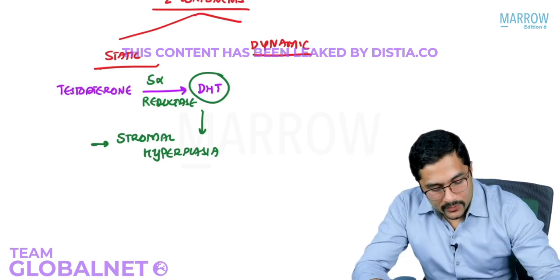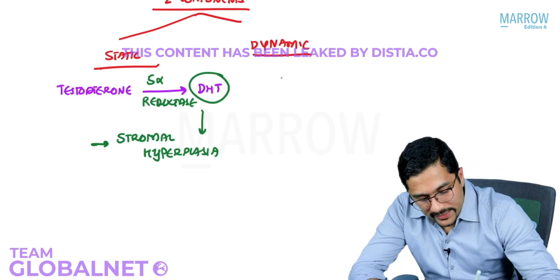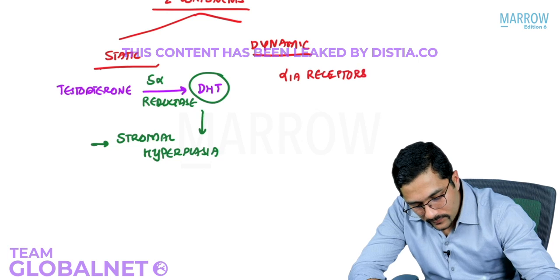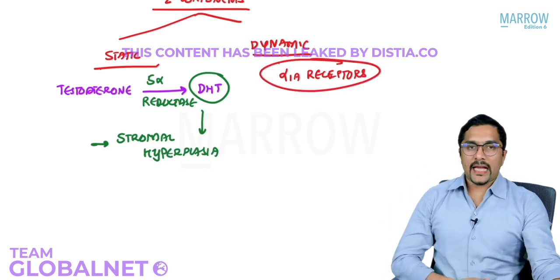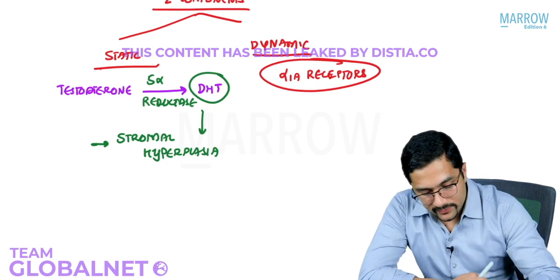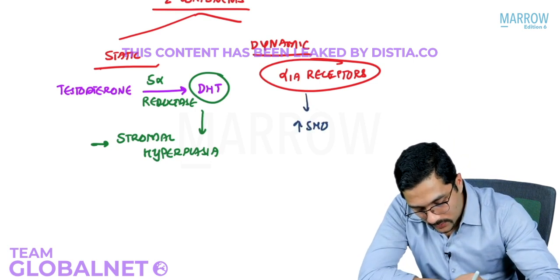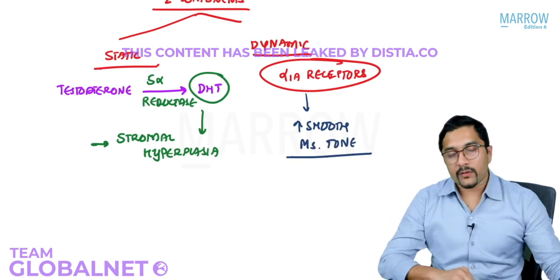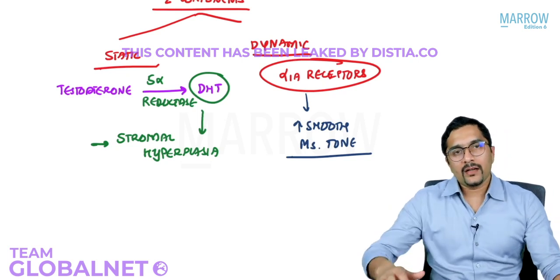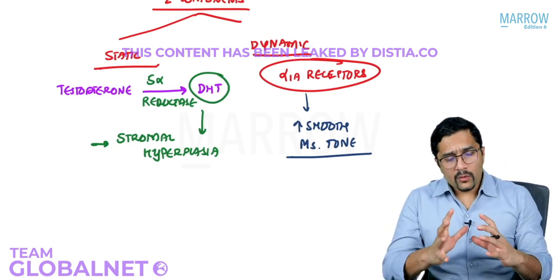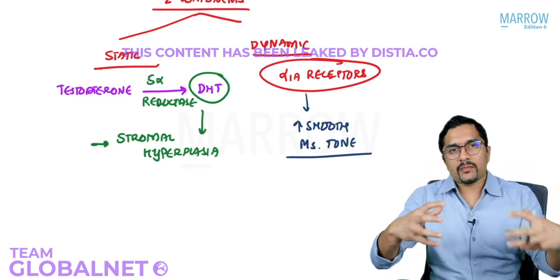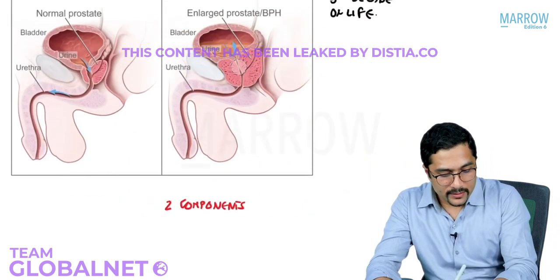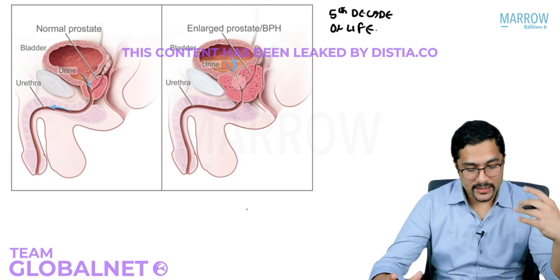The dynamic component of benign prostatic hypertrophy is mediated by the alpha 1A receptors, which are present all throughout the prostate and on the muscle fibers. These alpha 1A receptors are there, and this gives rise to increased smooth muscle tone, which is responsible for the dynamic component. Now, when there is hyperplasia and this smooth muscle tone is increased, what exactly will happen in the prostate and in the urethra and the bladder? That is what I want to discuss.